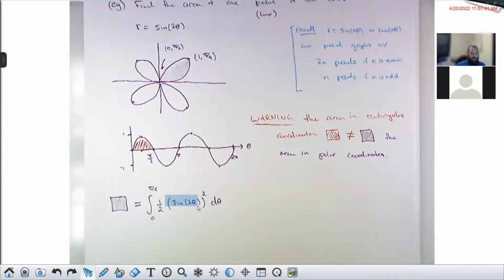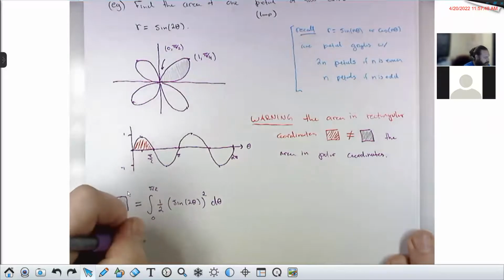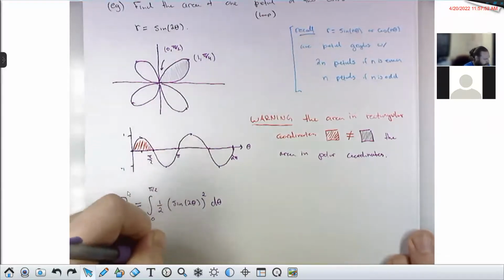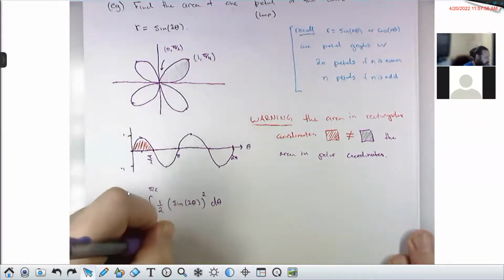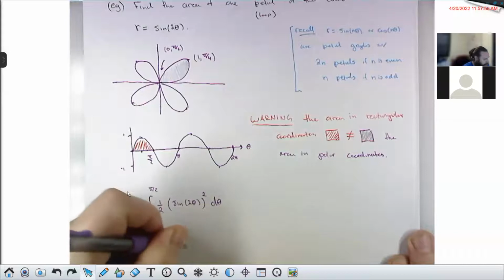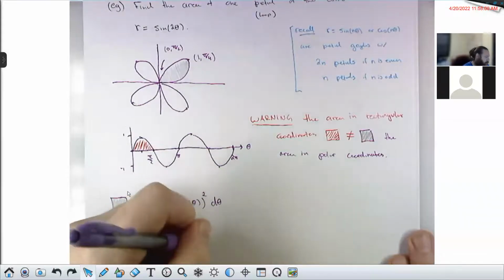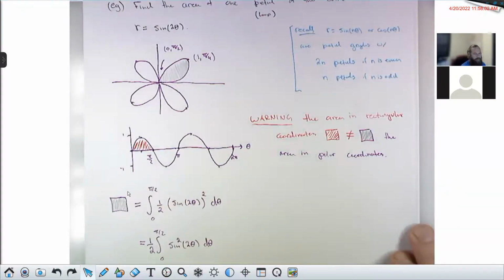Okay. This integral, I'm integrating an even power of sine. It just happens to be a sine of 2 theta. So the procedure is more or less the same as what we did in one part of the previous problem. I'll pop out the 1/2, integral 0 to pi over 2. And this is just sine squared of 2 theta.